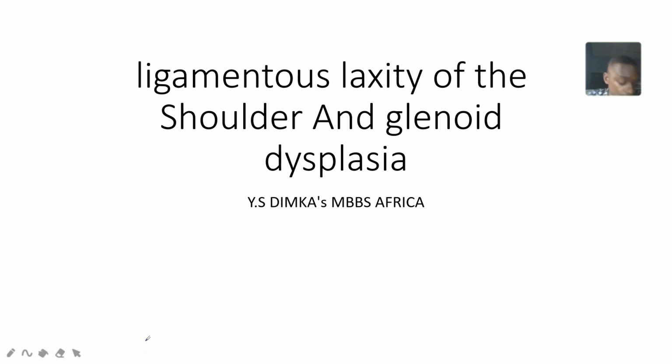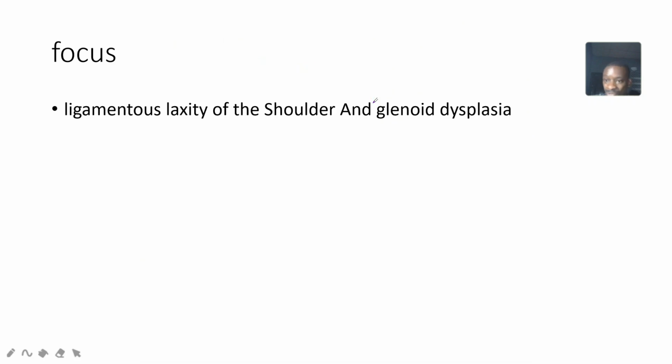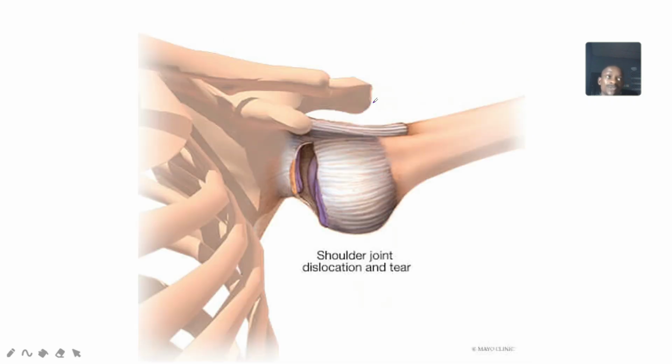Let's look at a couple of things that could make your shoulder joint not stable, unstable. Look at two of them. Look at what is known as ligamentous laxity. The ligaments around the shoulder joint should keep the shoulder joint intact.